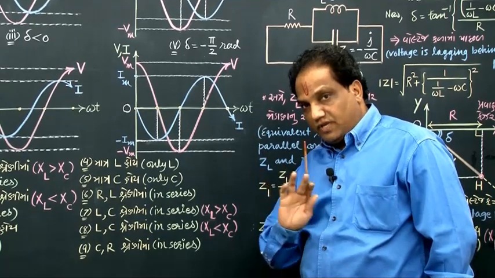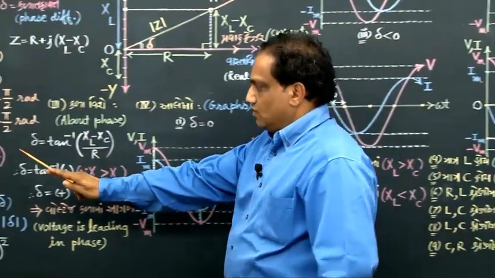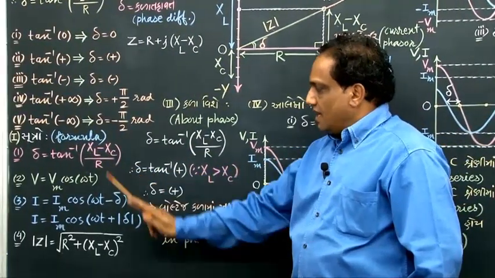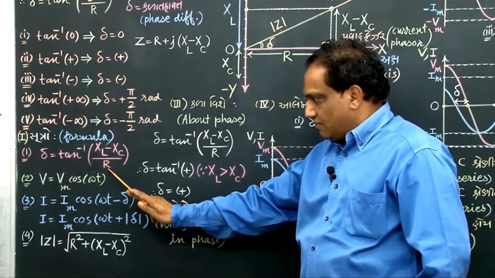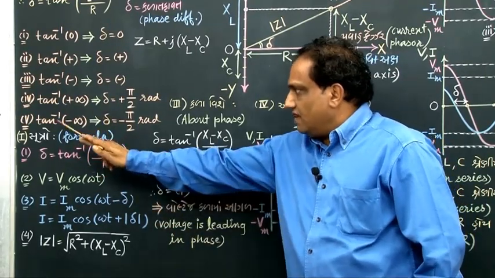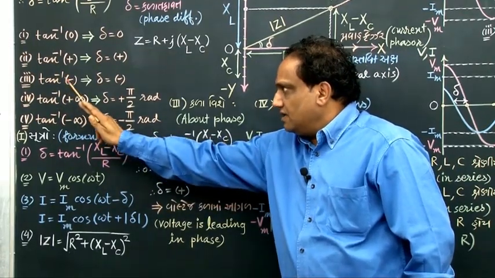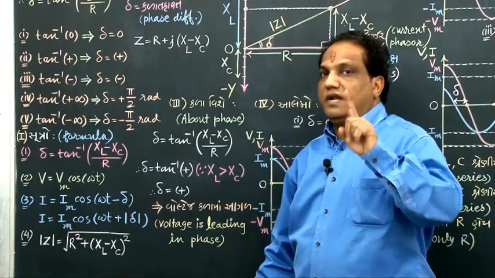C and R means the inductor is not there. When the inductor is not there, XL is 0. And now a negative number divided by a positive number will give you a negative number. When it is tan inverse of a negative number, then delta is negative.